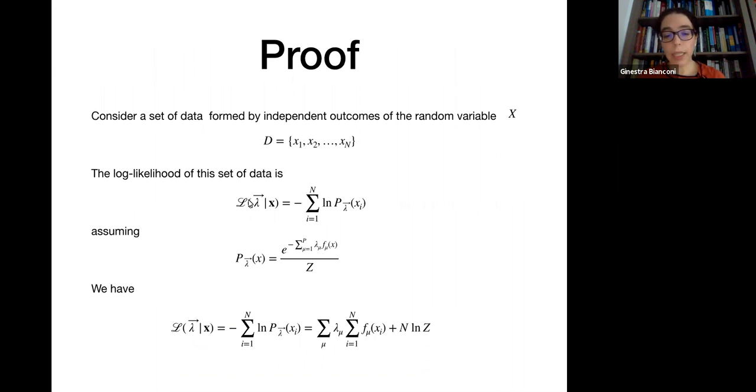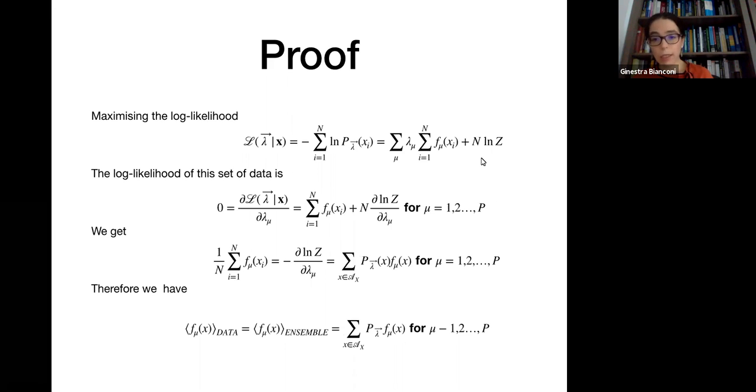So in order to do that, we can consider a given data set, and the log likelihood of the parameter lambda given the observation, which is given by this term, which we discussed. We take for P lambda of x the Gibbs measure, and then we can just work out for this Gibbs measure the expression of the log likelihood. Okay, so this is the logarithm. You use the definition and insert the expression for P lambda of x, and you find that it is given in terms of lambda mu, which are the parameters you want to find, the observable calculated on the data that you have, plus n times the logarithm of the partition function.